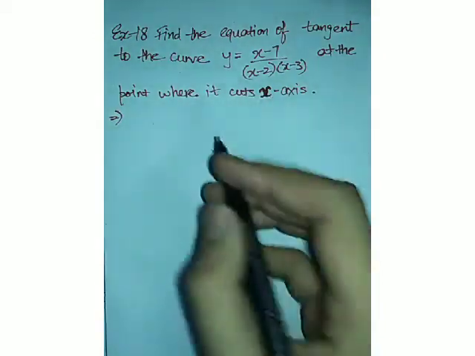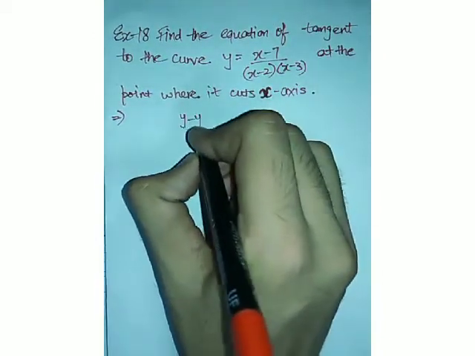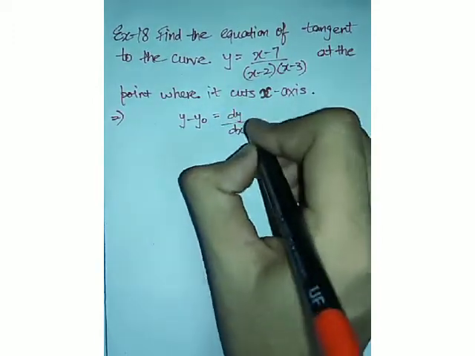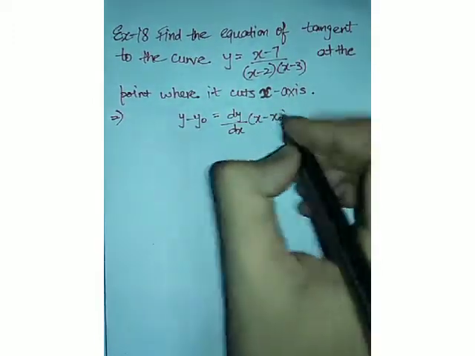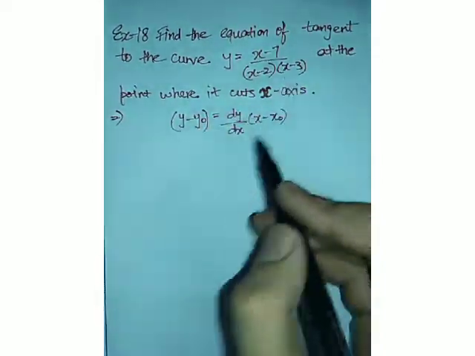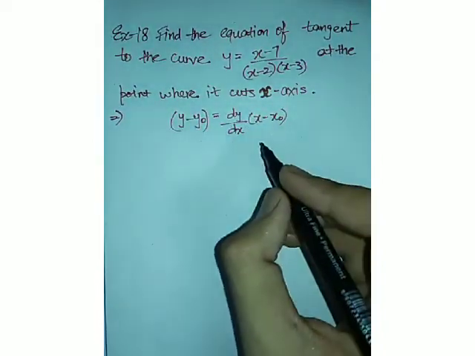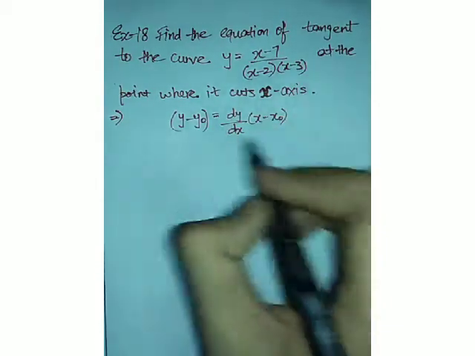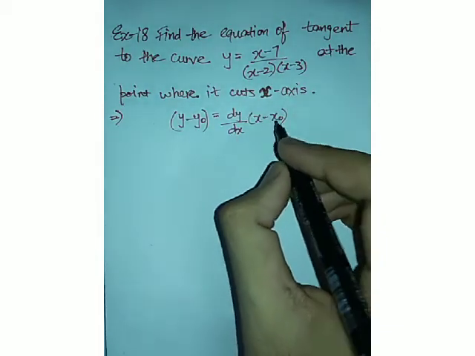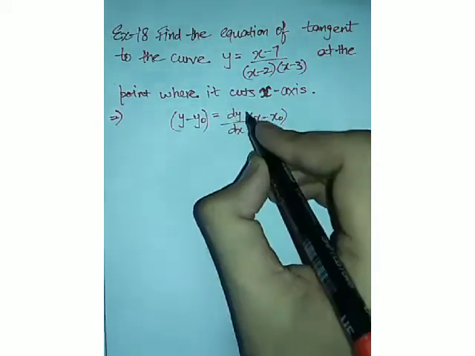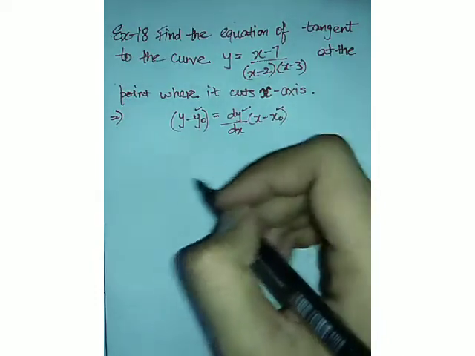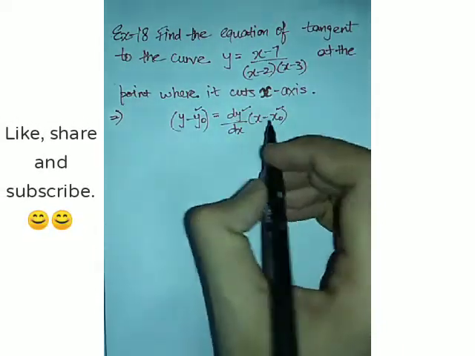Firstly, what is the equation of a tangent? That is y minus y naught is equal to dy upon dx, times x minus x naught, where y naught and x naught are the point and this one is the slope. We have to find three things, y naught, x naught and dy upon dx, to fulfill this equation's requirements. So we will find dy upon dx, but firstly we have to find the point as well. Then at that point we will find the differentiation.